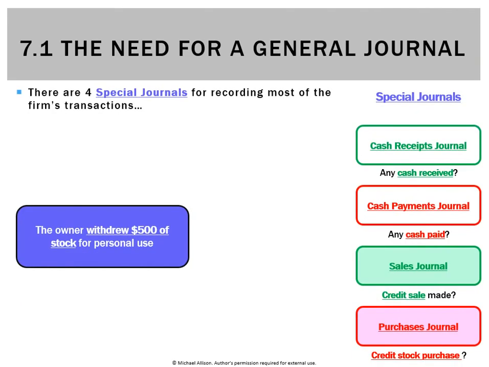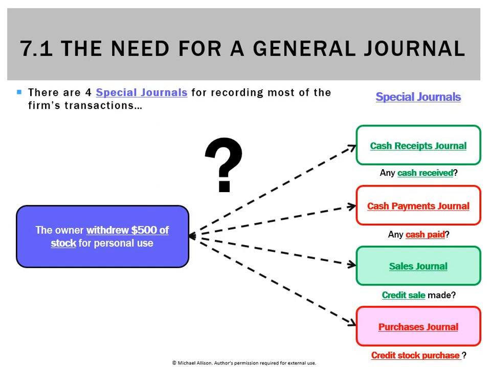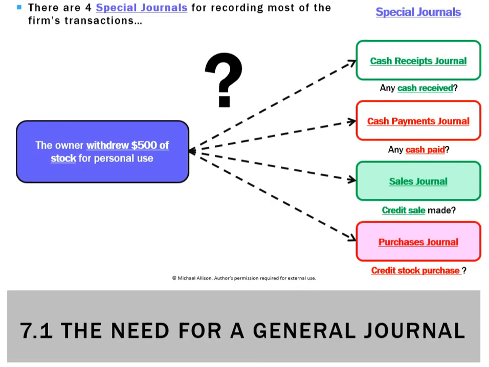So we've done all those, but what about some transactions like this? The owner withdrew $500 of stock for personal use. Now we know that as drawings, but we need to look at the special journals and ask, has any cash been received? It hasn't. Has any cash been paid? It hasn't. Has a credit sale been made? No. And has there been a credit stock purchase? There hasn't. So the 4 special journals are useless for that transaction.